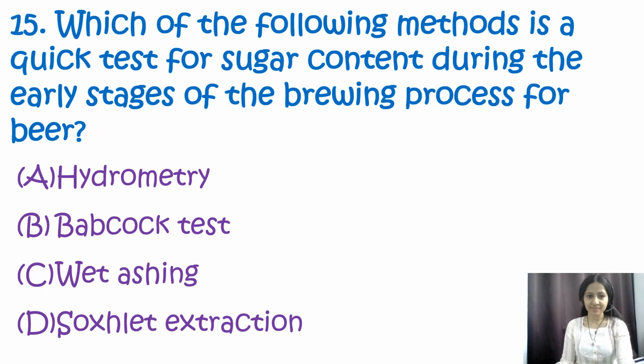Question number 15. Which of the following method is a quick test for the sugar content during the early stages of brewing process of beer? So options are hydrometer, backup test, wet ashing, or Soxhlet extraction. So over here my correct option will be A, that is hydrometry.